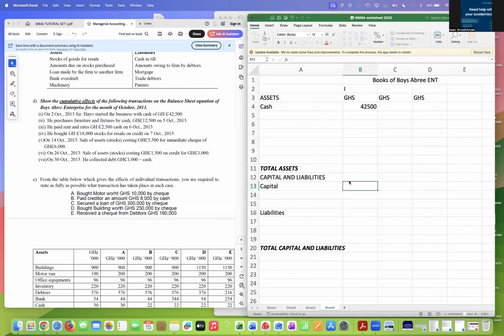All right. Then we may have to show the total for this. Because this is just one transaction, the total asset will be equal to the sum of all the assets we have here, but we just have one asset. We also have to put here the total of our capital and liability. The only capital and liability that we have here is the 42,500. So at this point, my accounting equation balances: total assets is equal to total liability and capital. Okay. Transaction 2.